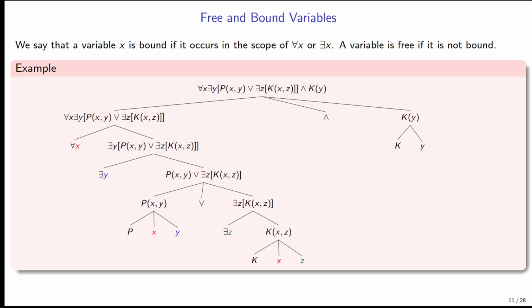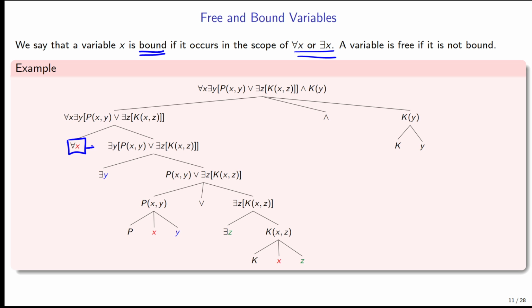All right. So the last big thing is really free and bound variables. So basically, a variable can either be free or it can be bound by some quantifier. If a variable is bound, that means it is in the scope of the existential or the universal. So for example, let's take a look at this tree. For all x exists a y, pxy, or exists a z, kz, kxz, and ky. Okay, we can break this up, and I see for all x here.